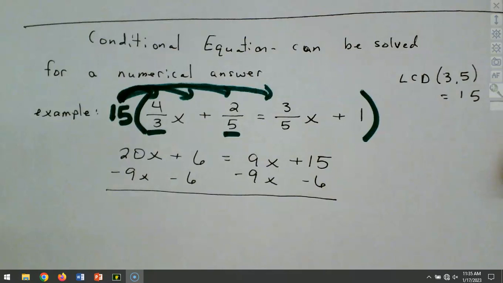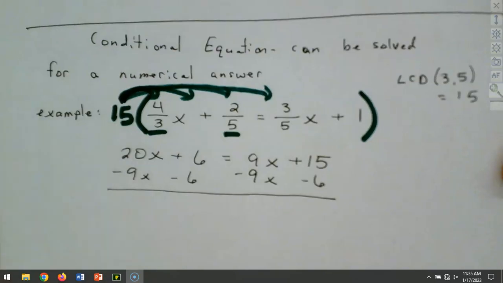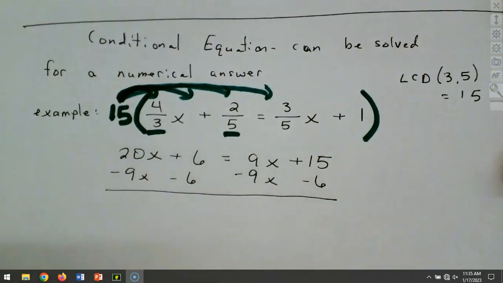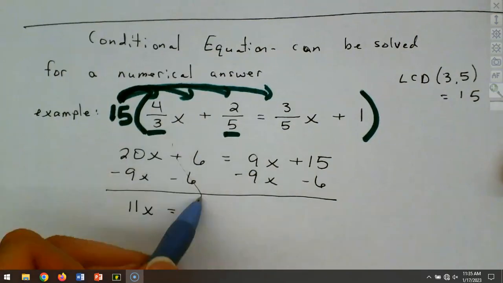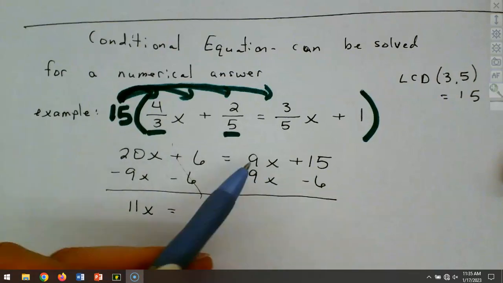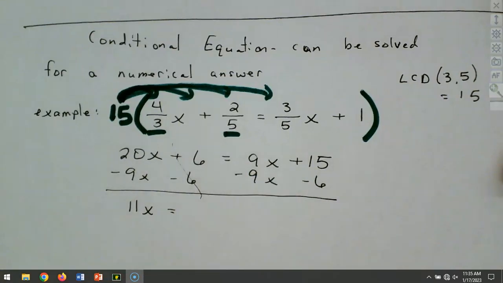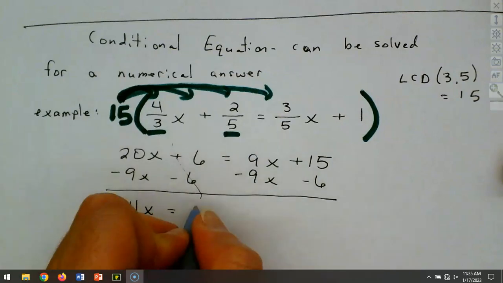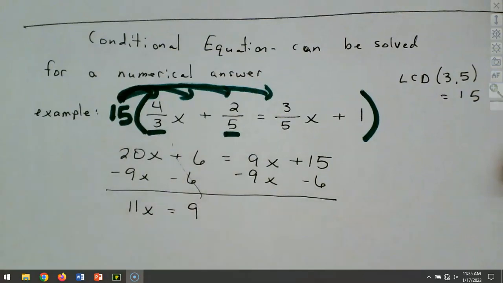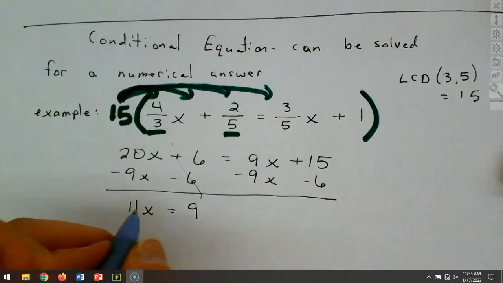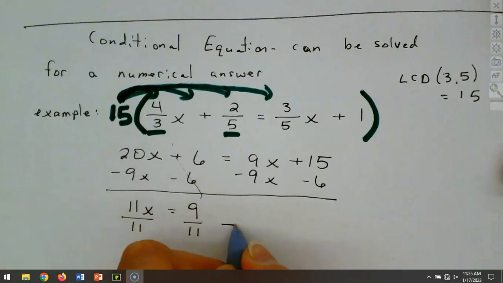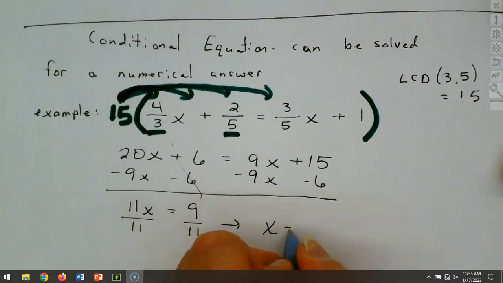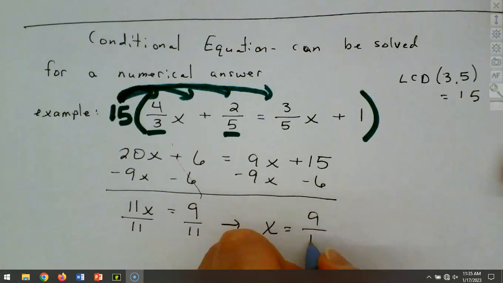So now what do we have? We have 20 minus 9. Well, 20 minus 9, that makes it a positive 11. The 6's cancel. The 9x's cancel, right? And now we've got 15 minus 6. Well, 15 minus 6, that makes it a 9. How do we finish it? We should all know what to do. We divide by what? 11. And so now what's my answer? x equals 9 over 11.